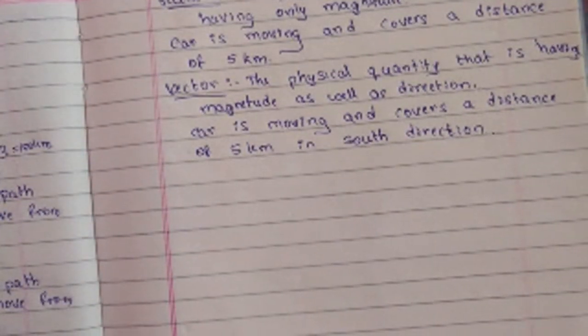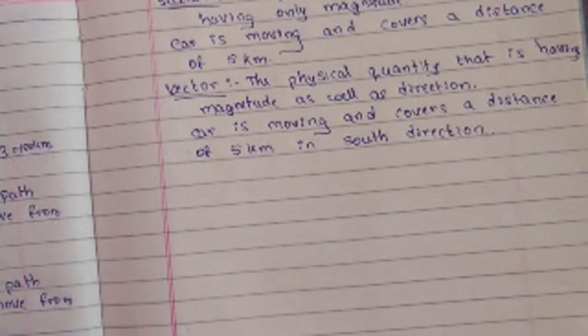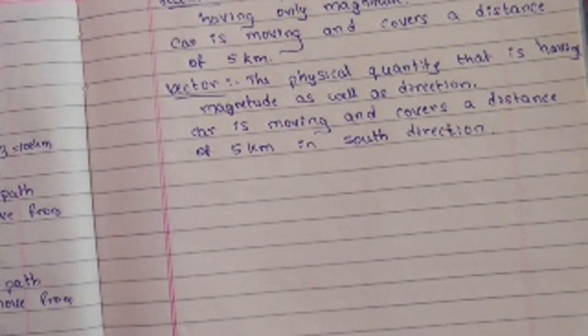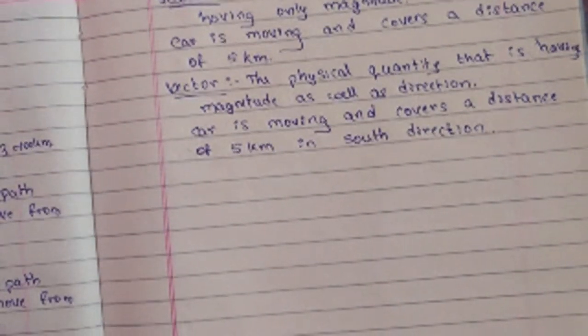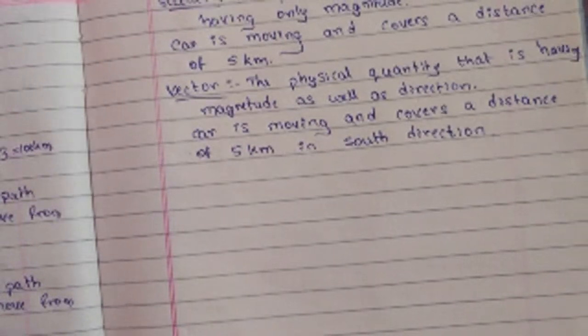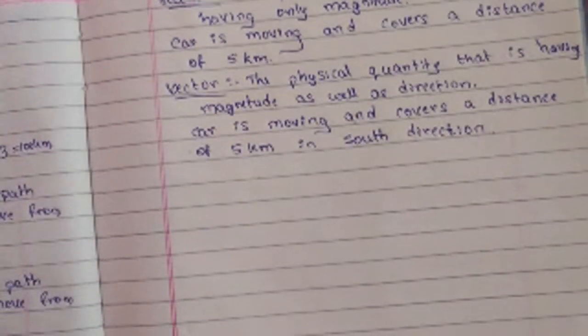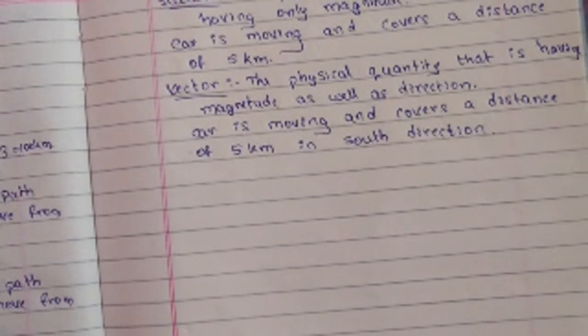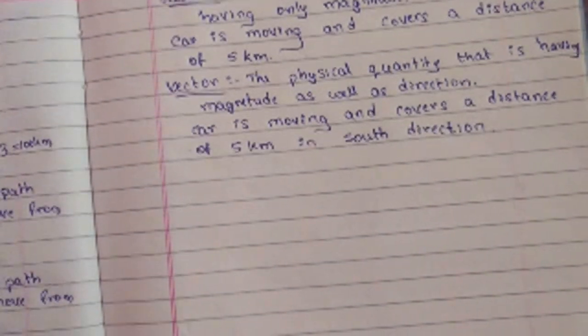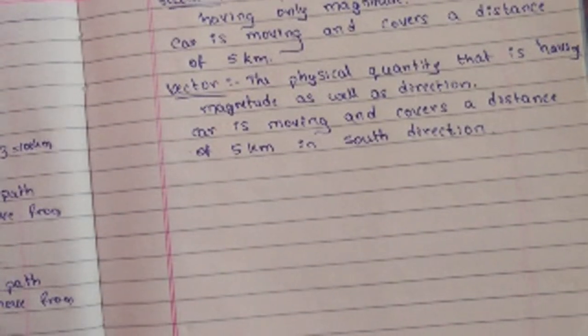Okay, this is about scalar and vector. So a scalar quantity, the physical quantity that is having only magnitude, we have to categorize as scalar. And if the quantities are having magnitude as well as direction, then we have to call that kind of terms the vector quantity.